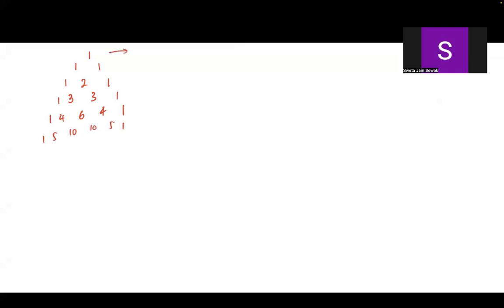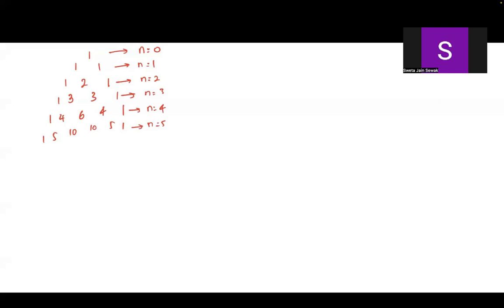So this is when n equals 0. This is when n equals 1. And n equals 2. n equals 3. n equals 4. And n equals 5.